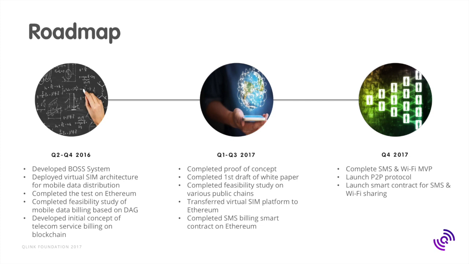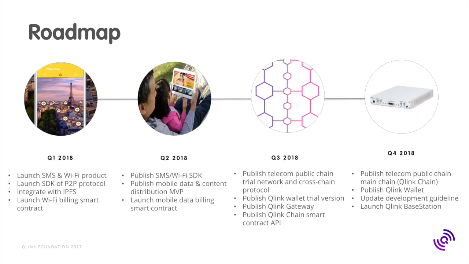In Q4 of this year, we're completing the SMS and Wi-Fi MVP, launching the P2P protocol, and launching the smart contract for SMS and Wi-Fi sharing as well. Next year, we'll launch the SMS and Wi-Fi product, as well as the SDK and P2P protocol. We will integrate with the IPFS and launch the Wi-Fi smart billing contract. So that's all going to happen in Q1. In Q2, we will publish the SMS and Wi-Fi SDK. We'll publish the mobile data and content distribution MVP. We'll launch the mobile data billing smart contract.